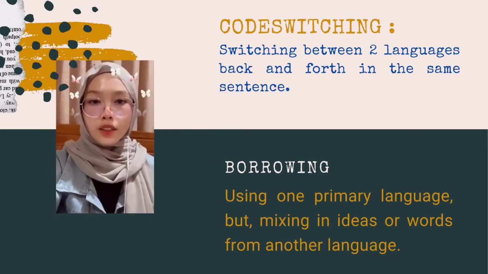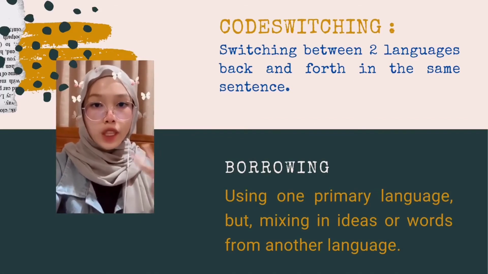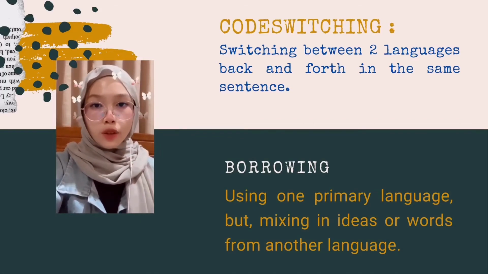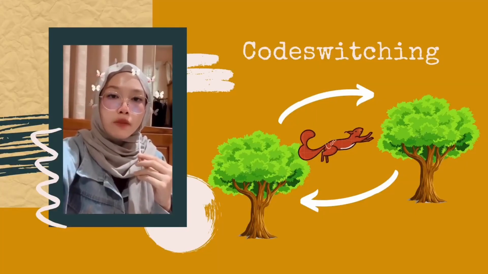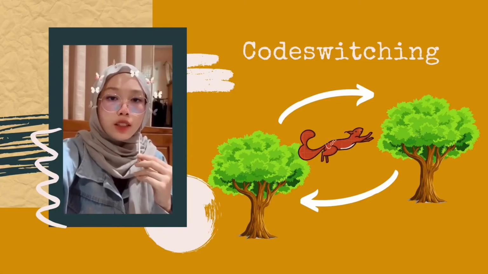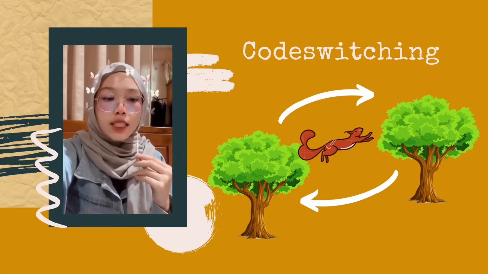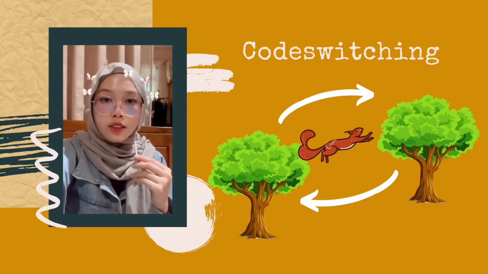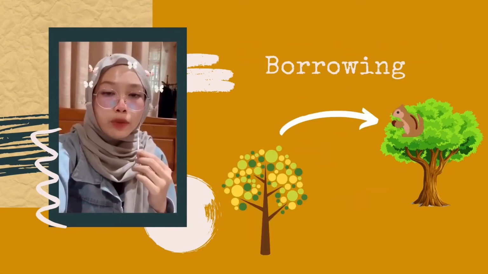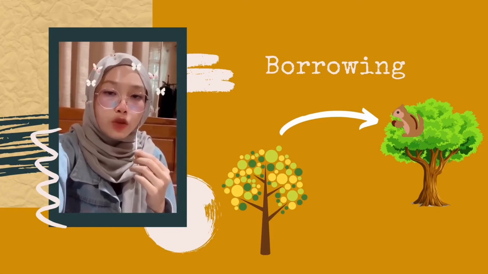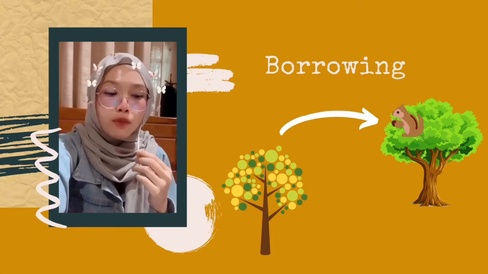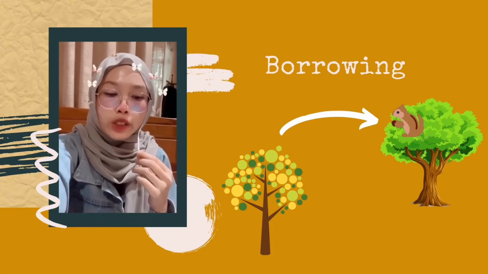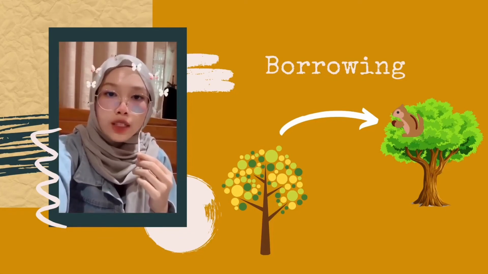To further enhance the understanding of the differences between these two, let me show you an example of both of them. In this diagram, we can see that the squirrel jumps back and forth between the two trees. The same rule applies to code switching, as it switches between the two languages back and forth in the same sentence. Meanwhile, in this diagram, we can see that the squirrel would sit on one tree but will eat an acorn from another tree. This is the perfect example of borrowing, which uses one primary language but mixes in words or ideas from another.